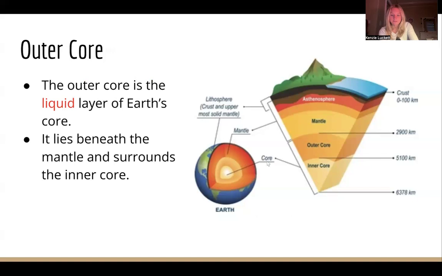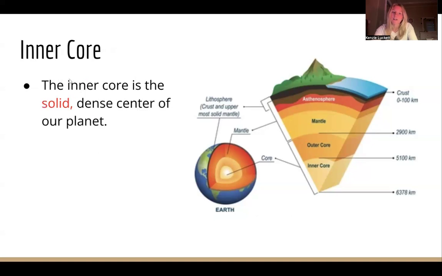Here's our outer core. This part right here. And the outer core is the liquid layer of Earth's core, and it lies beneath the mantle and surrounds the inner core. And remember when we talked about compositional layers, we said that the core is mainly made of nickel and iron. The only difference between the inner and outer core, because they're the same material, is that the outer core is liquid iron and nickel. The inner core is solid iron and nickel. So that's the difference between those. And remember, with physical layers, we're talking about the movement, the physical properties of each layer. And the physical property that's different from the outer core and the inner core is that the outer is liquid and then our inner is solid.